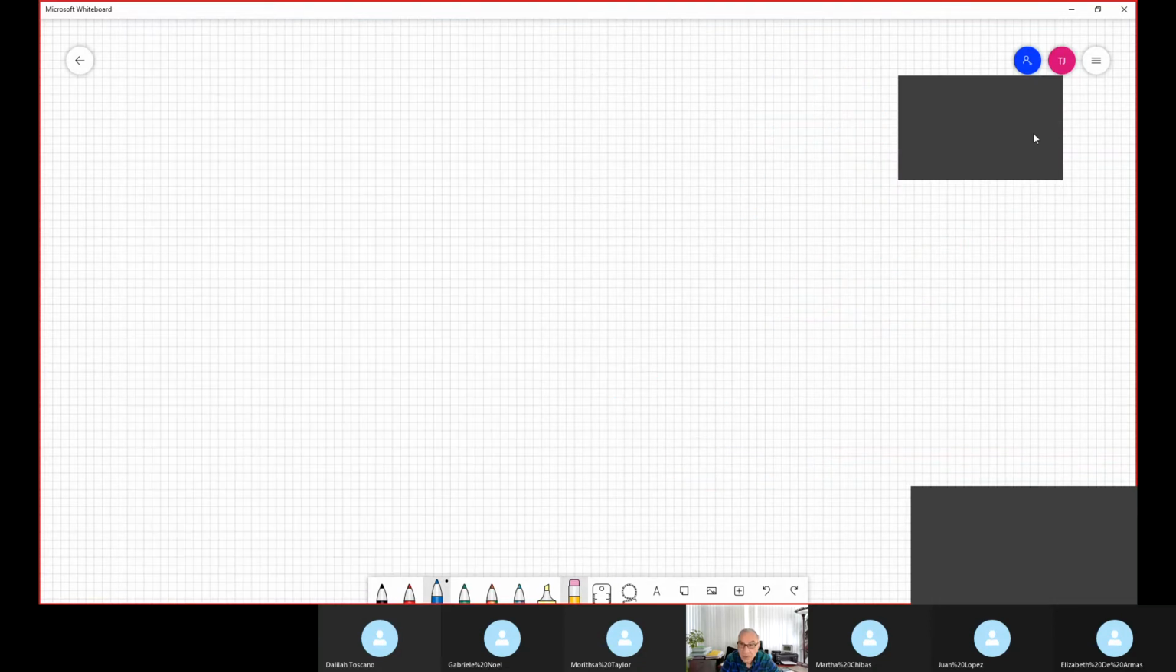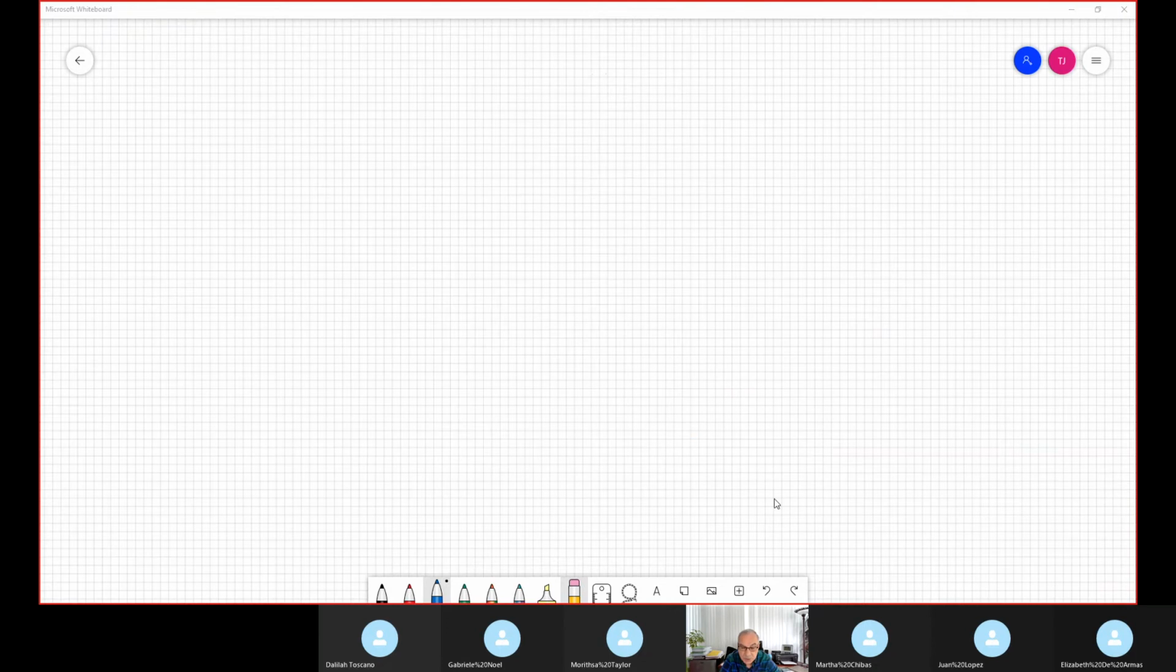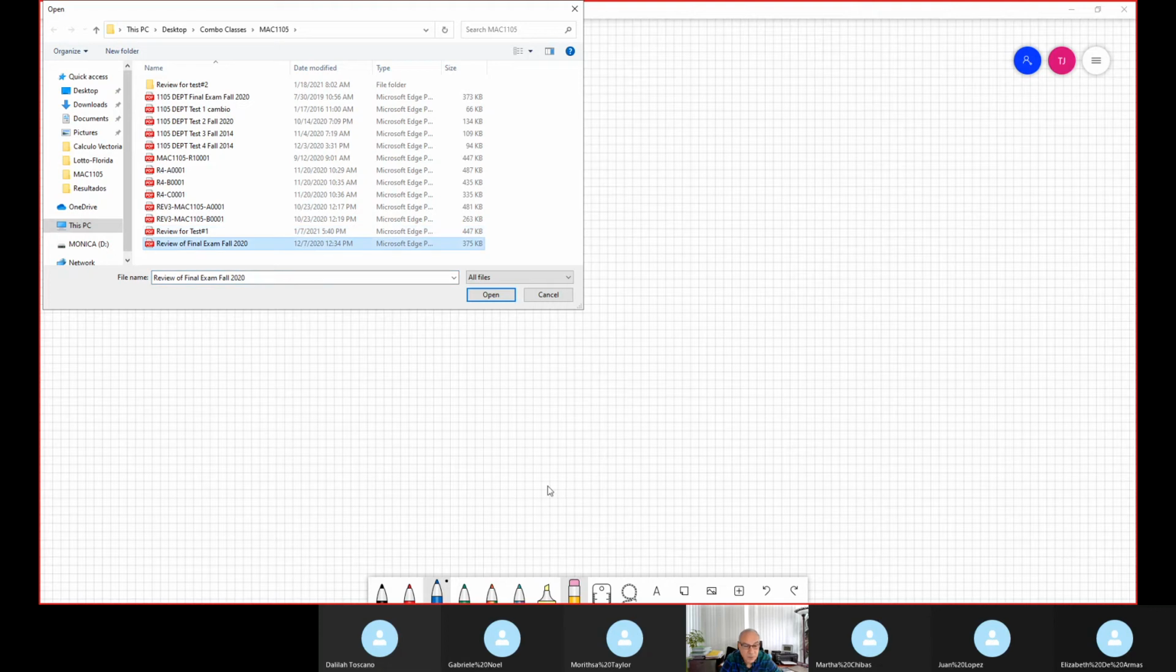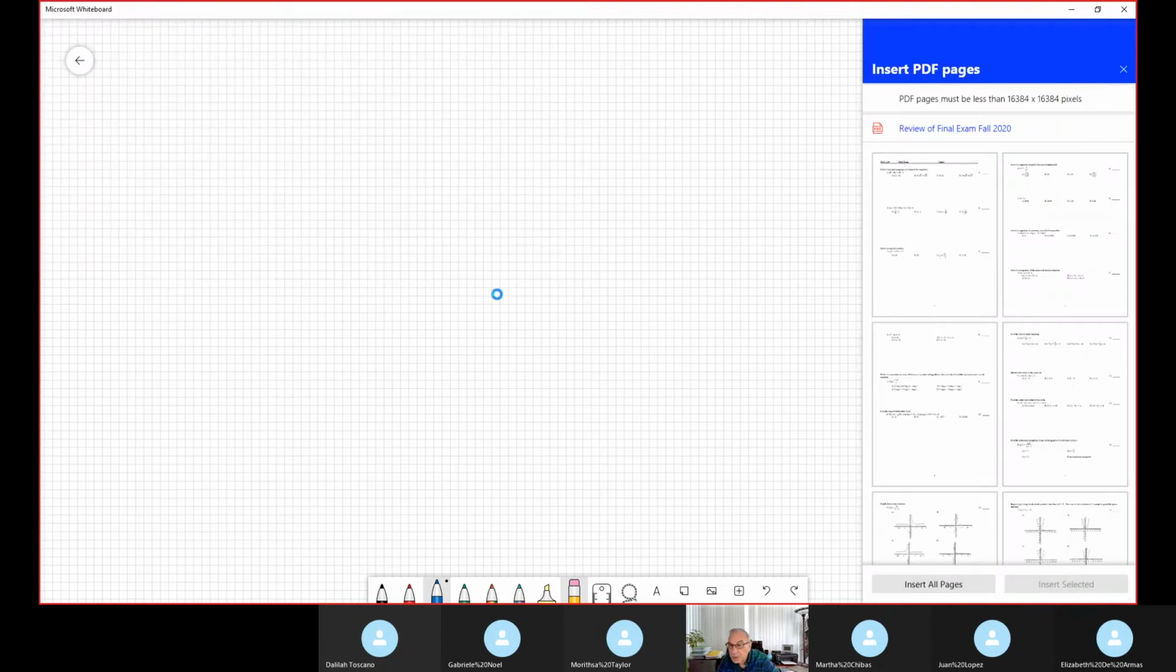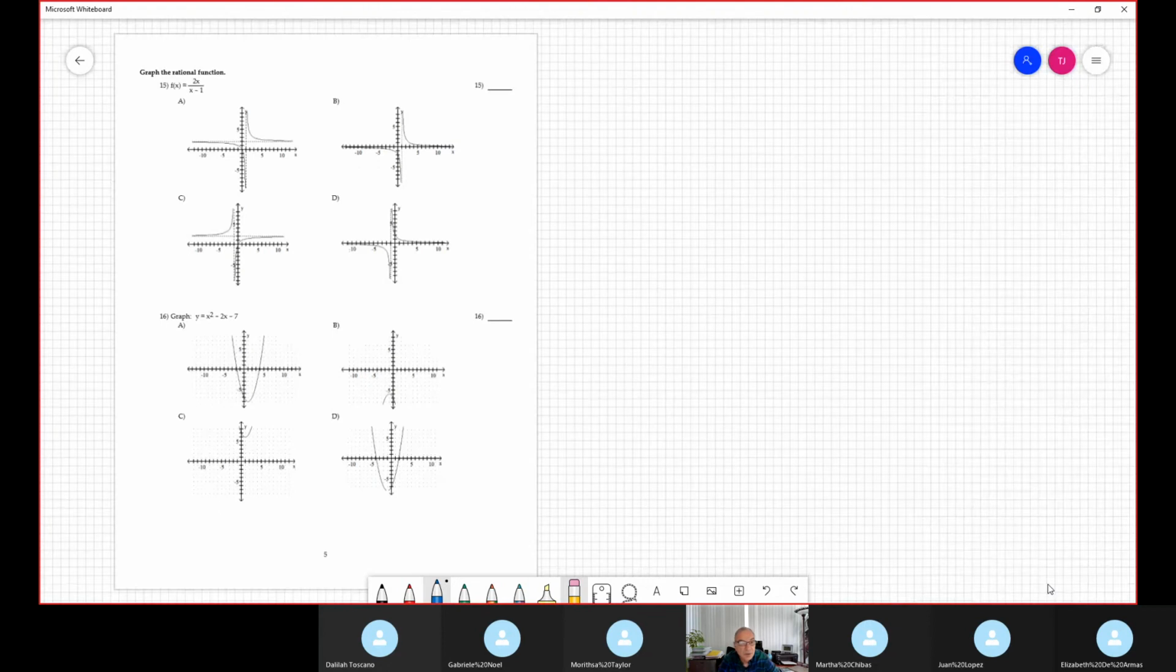Okay, let's move on to the next question. In the PDF, I select the review for the final. Okay, open. I did that. Now that page. Okay, this is the graph. The graph is easy because we can use a decimal, but let's do it by hand in this case.